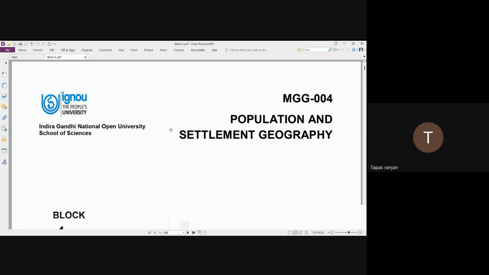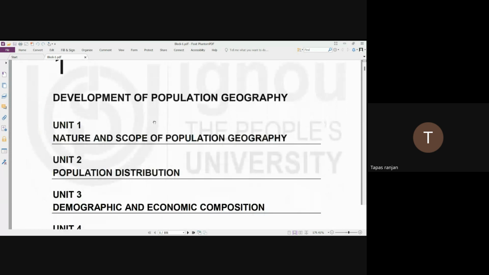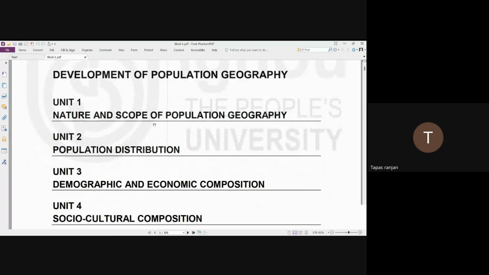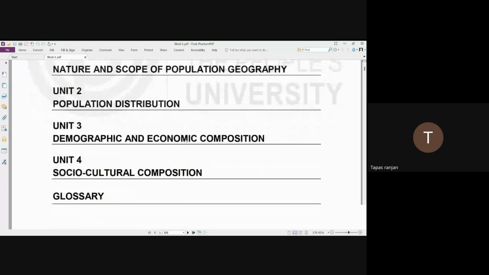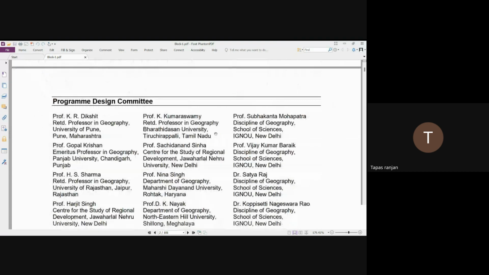Now even a few concepts of regional geography will come, but mostly we are dealing with systematic geography, and the sub-branch is human geography. Within that, we are studying population, its different dynamics, and also settlement geography, which we'll study in later parts. Within block one, we'll be studying these four units: nature and scope of population geography, population distribution, demographic and economic composition, then socio-cultural composition.